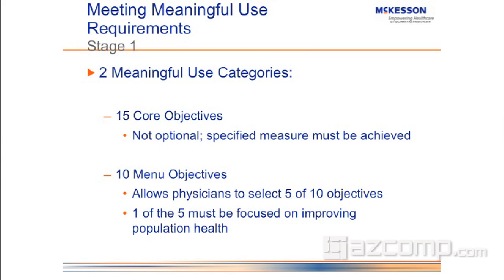So I'm not going to dive too deep into this because we're going to be going through each one of the objectives and each one of the menu items really deeply here. Just to overview, there's 15 core objectives. They're not optional. You have to go through each one of those and make sure that you have that. Now, exceptions will be made if you are a specialty that one of these objectives does not match. You can get out of that.